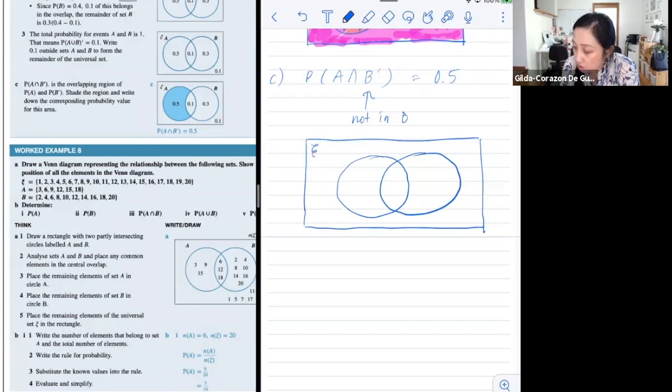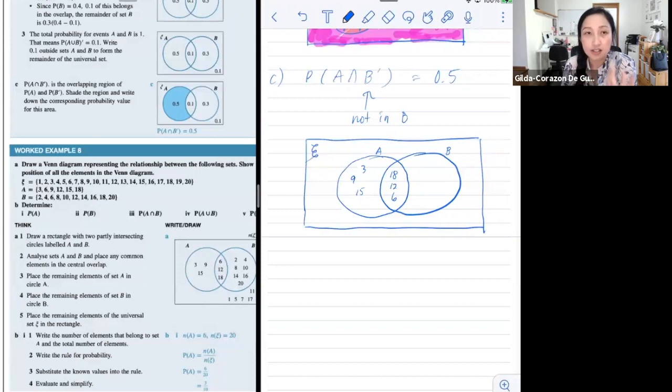So we want to draw our universal set. We say this is A, that's set B, right? We want to firstly write down the ones that are in both A and in B, right? And what were they? They would be 18, also 12. Let me know if I miss out any, and then 6, yeah? Now, if you look at A, now you can write down it's 3, 6 is already there, 9, 12 is already there, 15, and then 18 is already there.